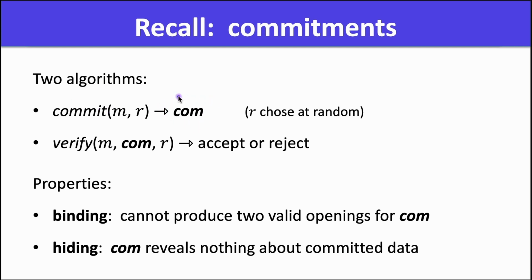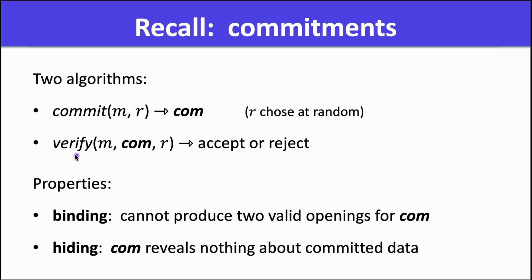It's actually quite important to remember that the commitment string is short no matter how large the message is. So the message itself could be gigabytes and gigabytes of data. The commitment string is going to be very short, typically something like 32 bytes. Later on, Bob can open the commitment to Alice by revealing M and R.